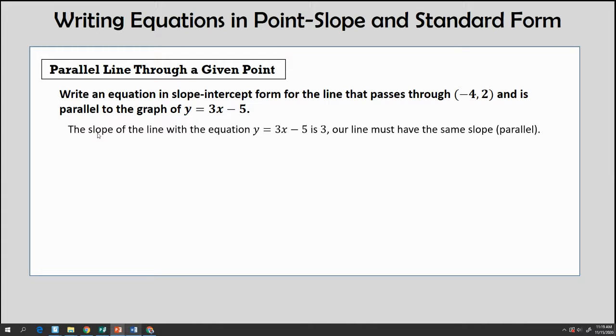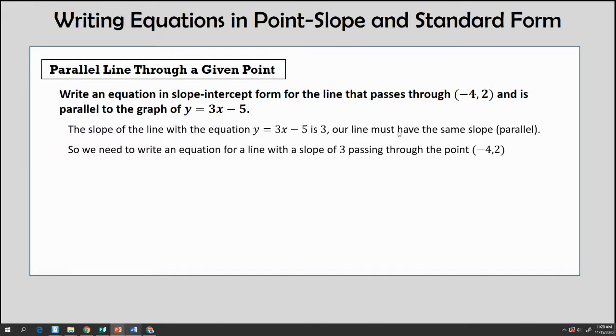Okay, so this line is written as y equals 3x minus 5. It's written in slope intercept form. So I know the slope of this line is 3. So our line, if it's going to be parallel to this one, also has to have a slope of 3. So we're going to have to write an equation in slope intercept form for a line that has a slope of 3, same as this one, and goes through this point.